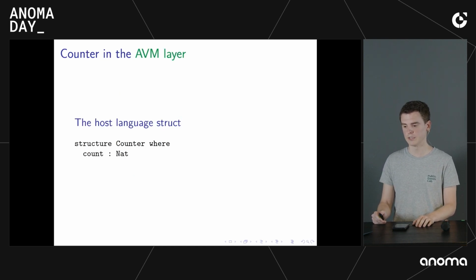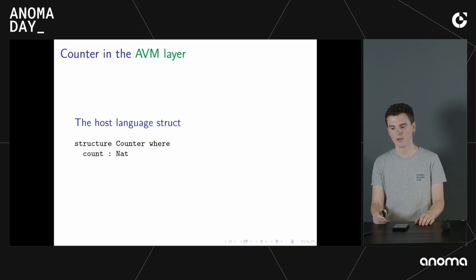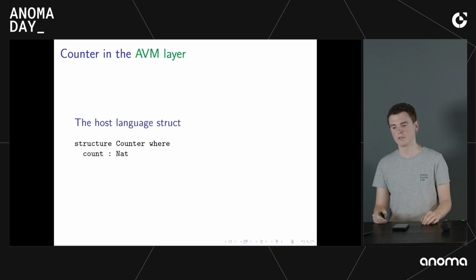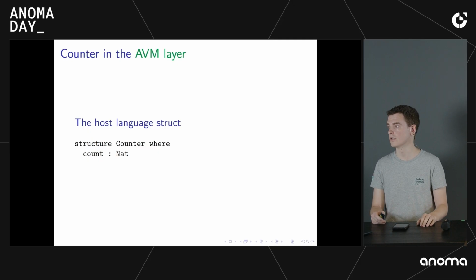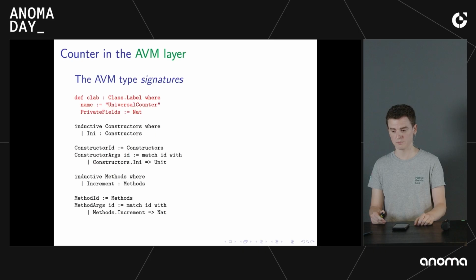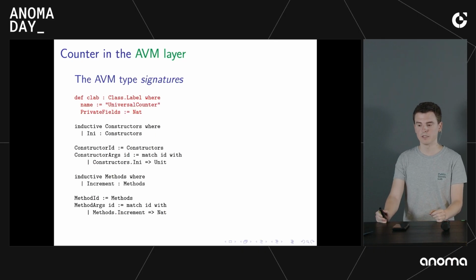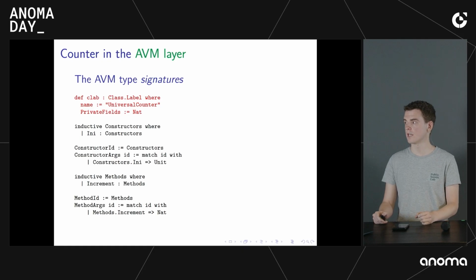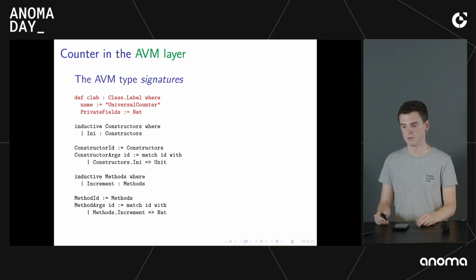So how would we write this in AVM? Well, first we need to define the host struct in the host language, in this case Lean. So that's a very simple struct with a single field called count. Next, we need to define the type signatures for the class and for the members. So for the class, we just give it some name, and we give it the type of the private fields. In this case, a single natural number.